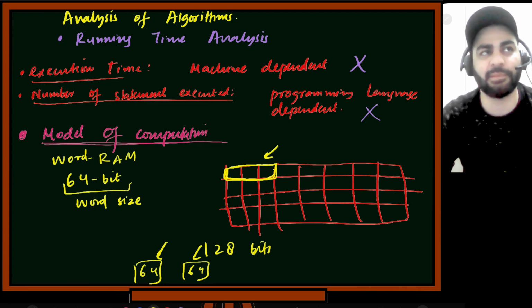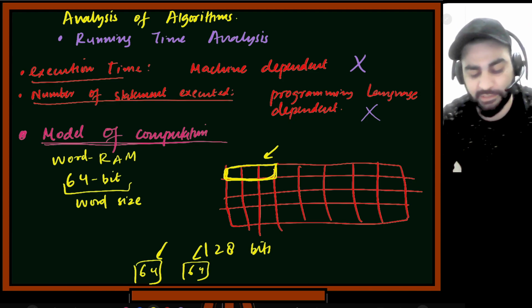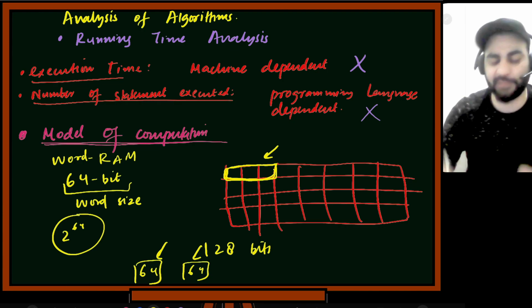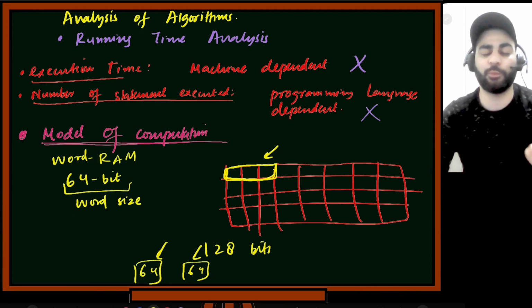So what is the maximum number of addresses that you can address by using 64 bits? That's 2 to the power 64. So these many addresses are possible, and after that you cannot, and then you have to increase the word size. That's what I'm saying. I hope this concept is clear.